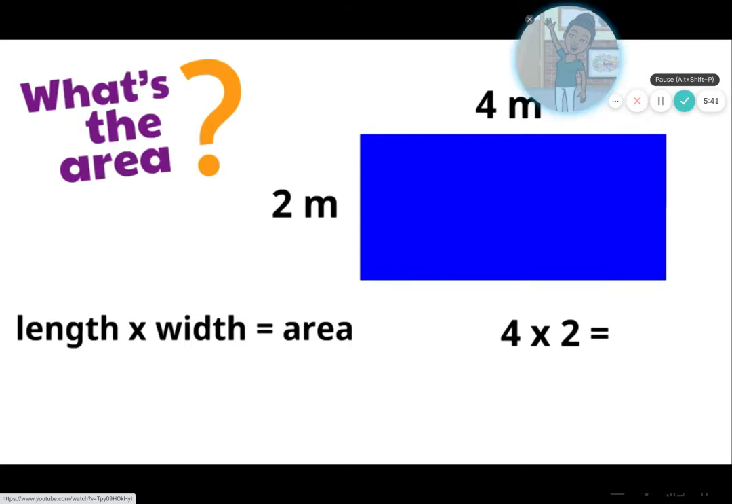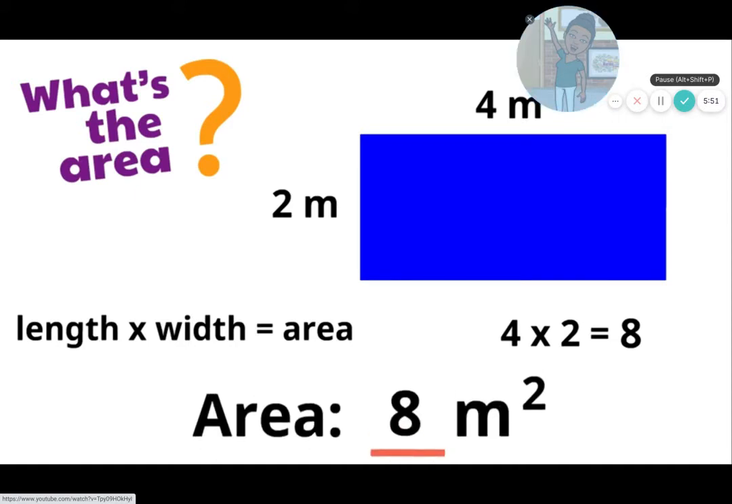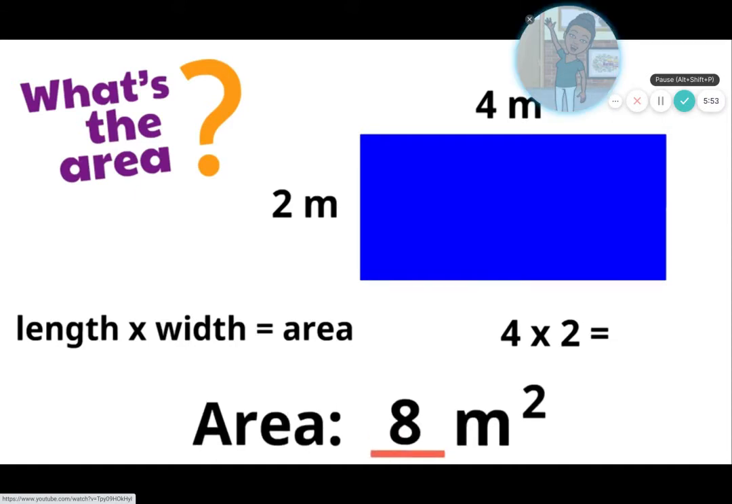What is 4 times 2? Do you know? Yeah, 4 times 2 is 8. So the area of this rectangle is 8 meters squared. That little 2 next to meters means squared. It tells us that the rectangle has 8 square meters of space inside.